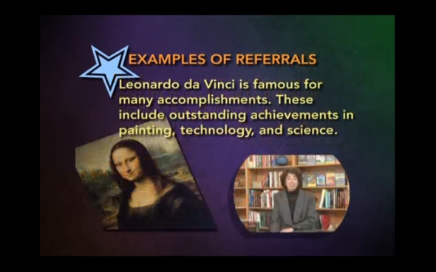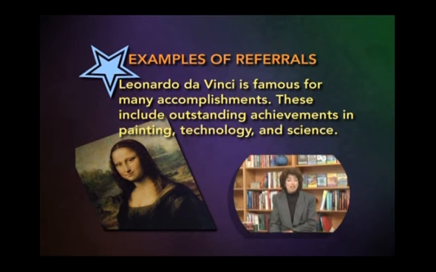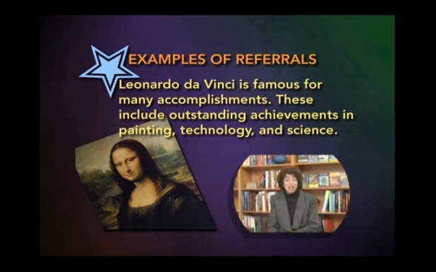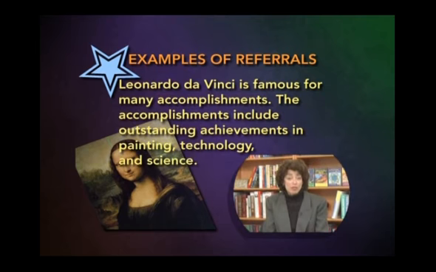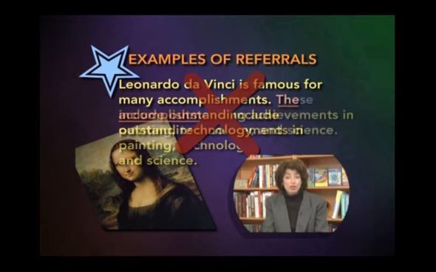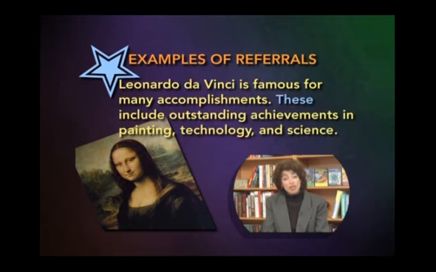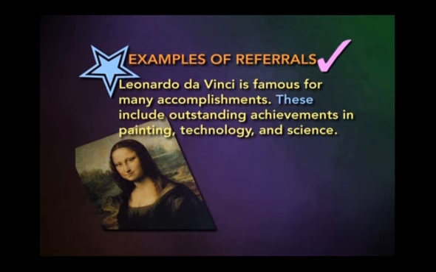Here's another example. Leonardo da Vinci is famous for many accomplishments. These include outstanding achievements in painting, technology, and science. I don't want to repeat that word accomplishments. I don't want my sentences to sound like this. Leonardo da Vinci is famous for many accomplishments. The accomplishments include. That sounds very jarring and not so smooth. So instead of repeating accomplishments, I'll use these. By using the pronoun, I link my sentences and I'm creating unity.